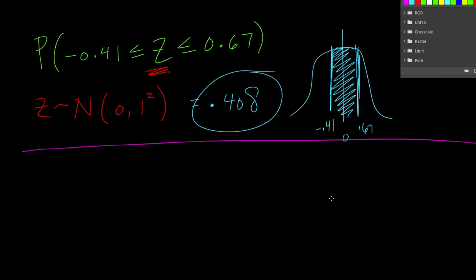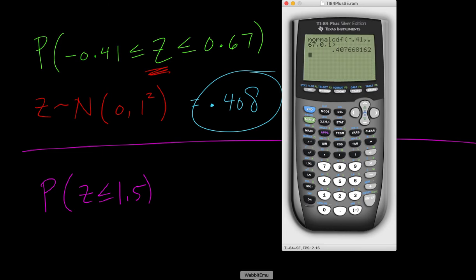Now, same type of question. Z is less than or equal to 1.5. Go back to the calculator. Second, catalog, N, normal CDF. Our lower bound this time is negative 99999, like negative infinity. Our upper bound is 1.5. Our mean is 0, and our standard deviation is 1. And we get 0.933.